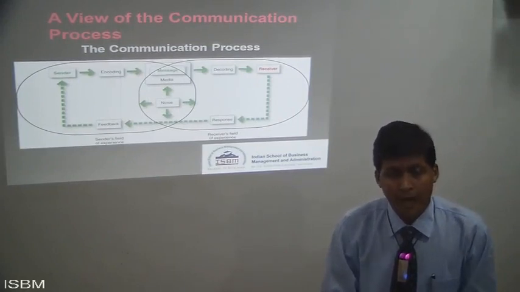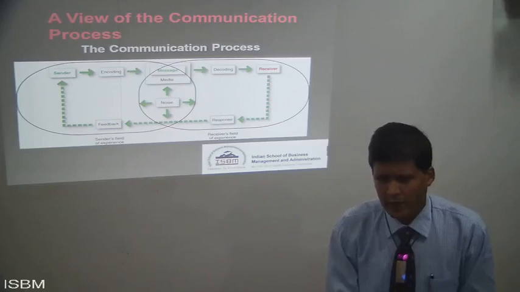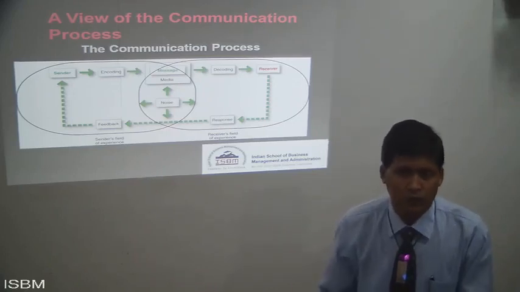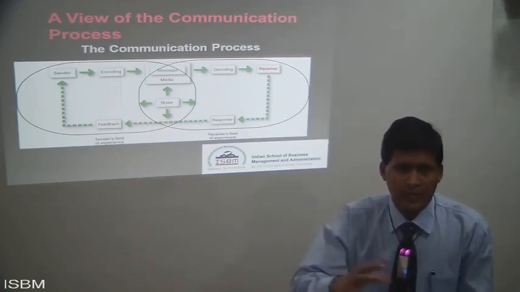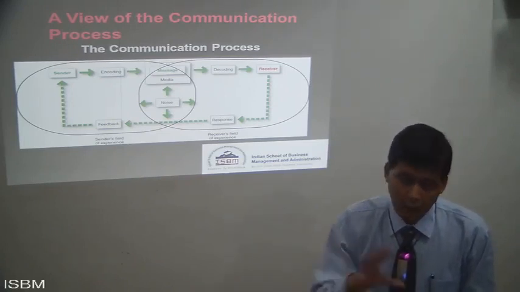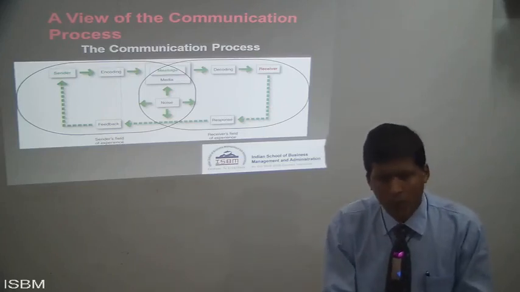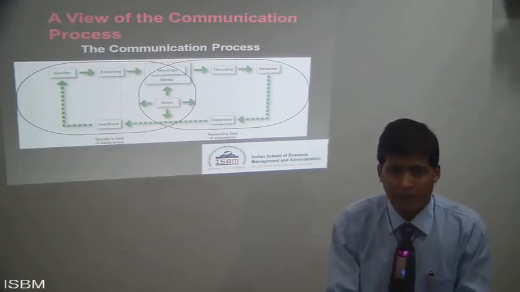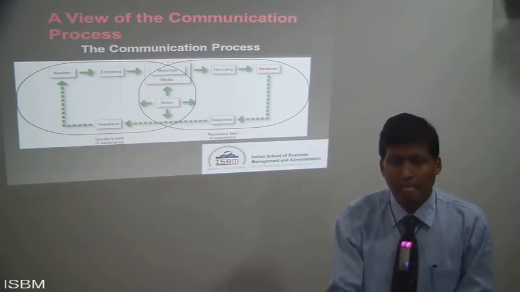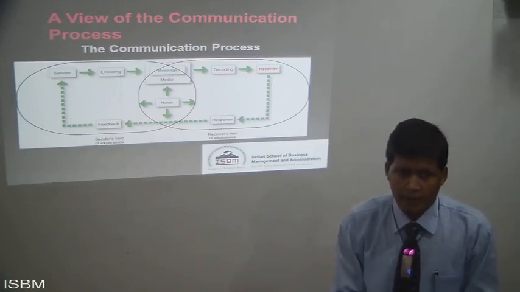So now we will look into the view of the communication process. We have seen the tools of communication and how we need to integrate them based on what the product is and who the customer is. But we also need to know the basic process of communication itself. So when we look at the process, this slide is a good demonstration of it.